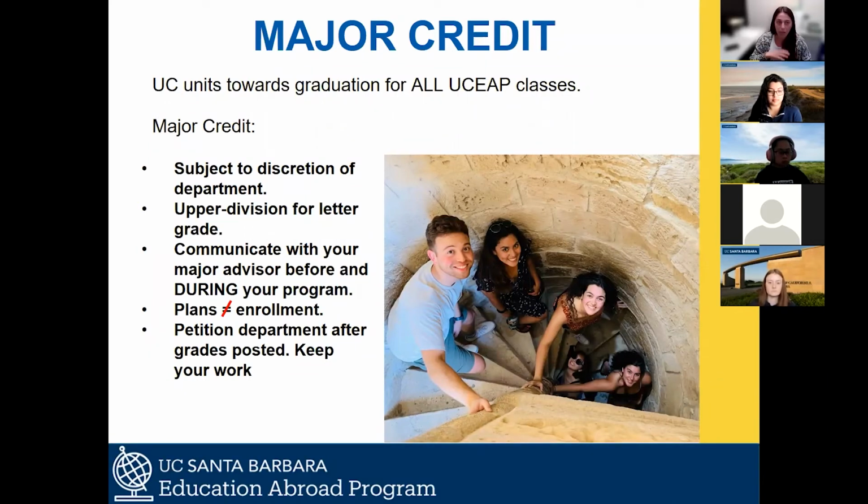So we really encourage you to communicate with your major advisor before you go, and keep that open communication once you're there. What you plan to take, what you put on your academic planning form, might not be what you actually enroll in. It might not be offered, or maybe you changed your mind, or there could be a scheduling conflict of some sort. So that's why it's really important to do your planning, pick a program that will work for you, and be sure to be adaptable with the courses.